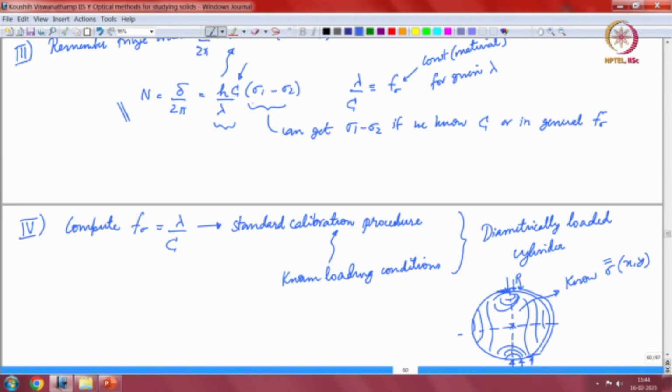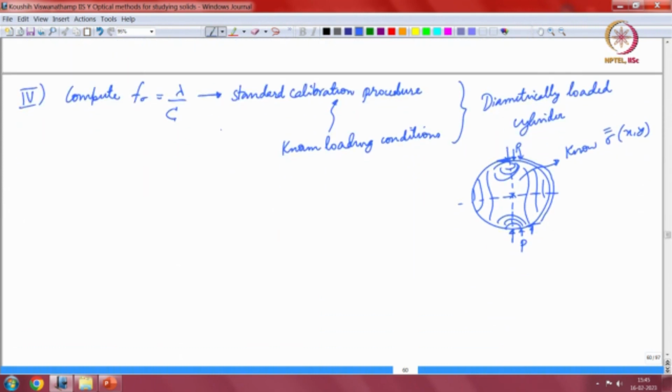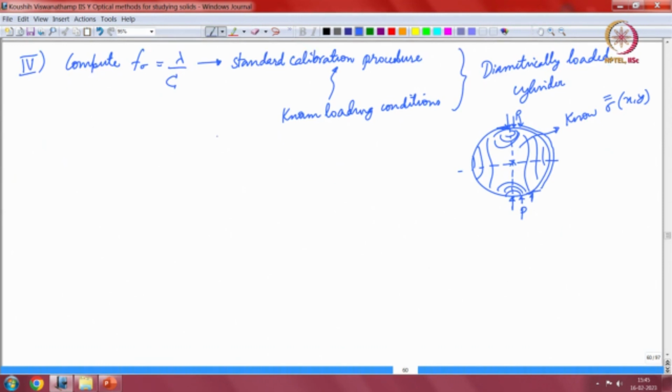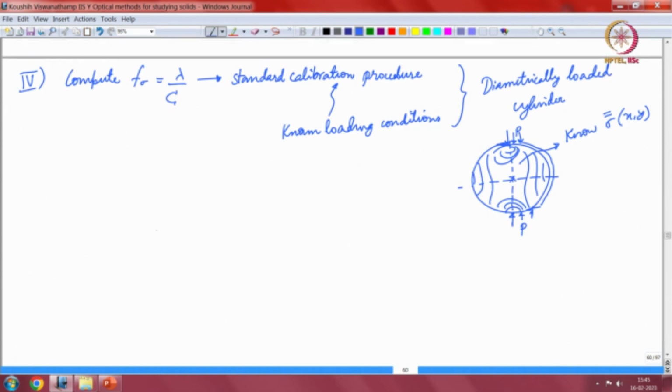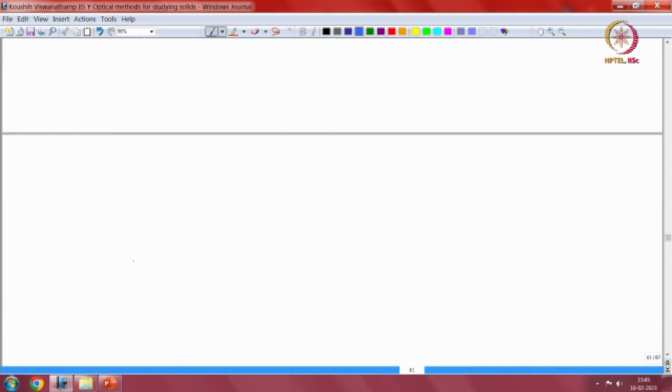So you can get f sigma first by calibrating a given material, given photoelastic material, and you use that for getting the sigma 1 minus sigma 2 value, okay. So these are the 4 basic steps that you will use in determining the actual stress fields, the orientation first and then the principal stress difference after that, okay. Now I will talk a little bit about this calibration procedure, which is number 4 today.